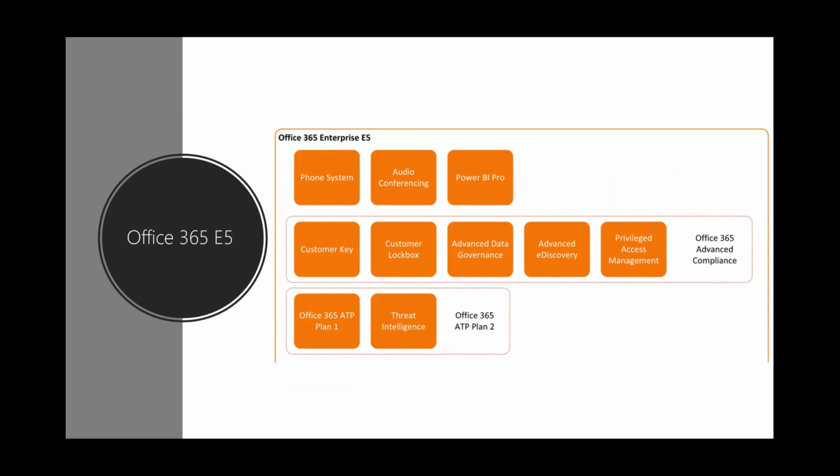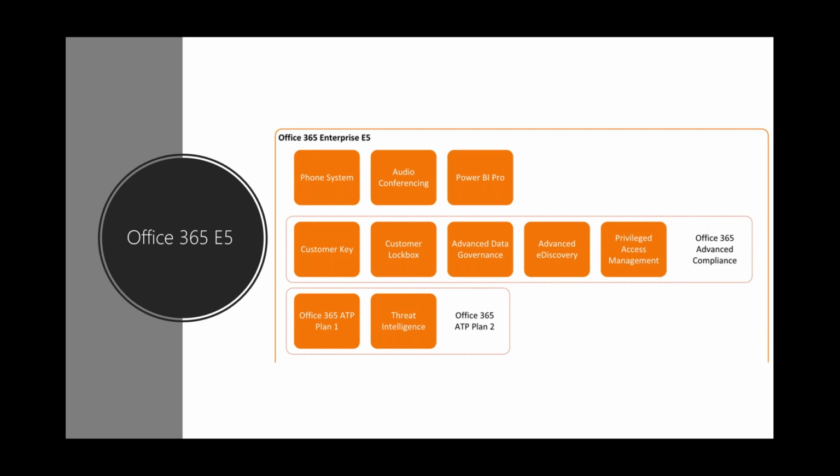E3. So when we then look at the E5, you'll see that at the top there, phone system, audio conferencing, and Power BI. Those are the main drivers. I put Power BI Pro up there just because of the cost, £6 odd per user per month, as opposed to the full E5, which is going to be around £11 per user per month.